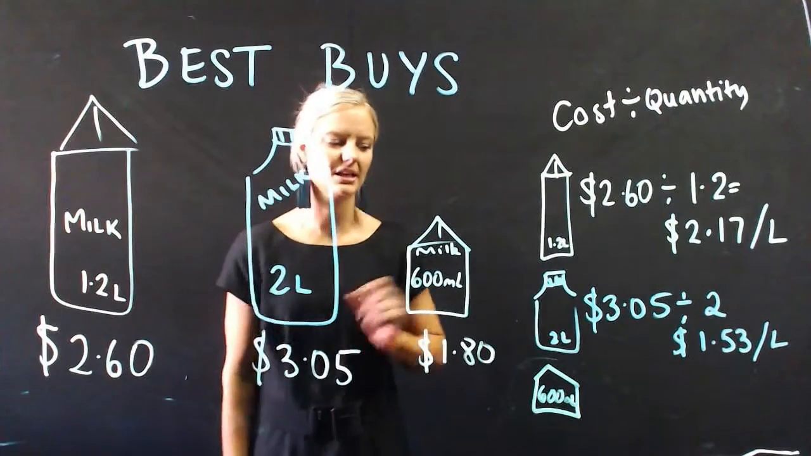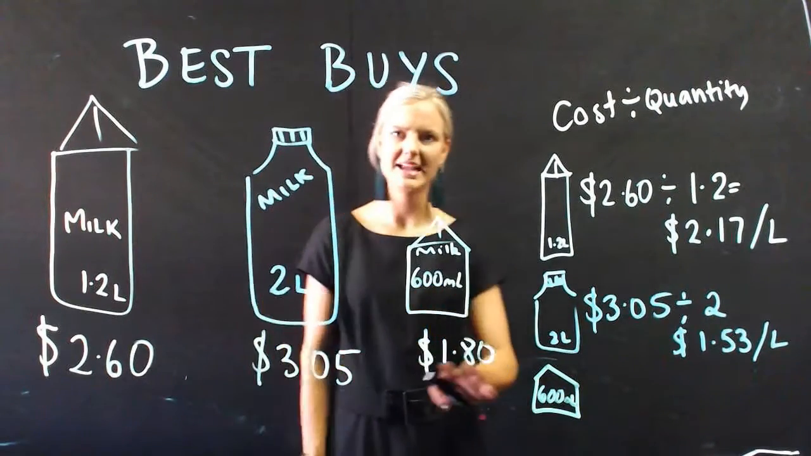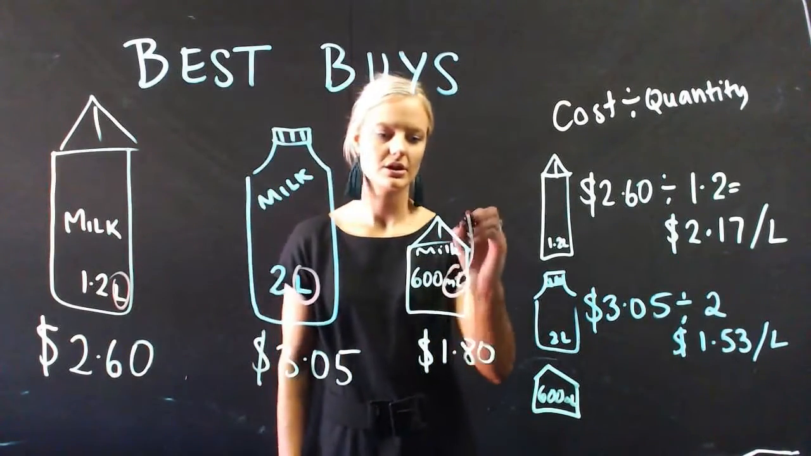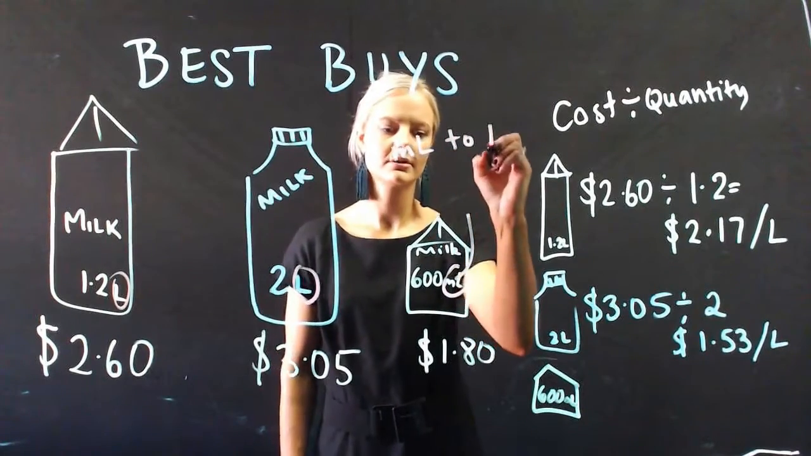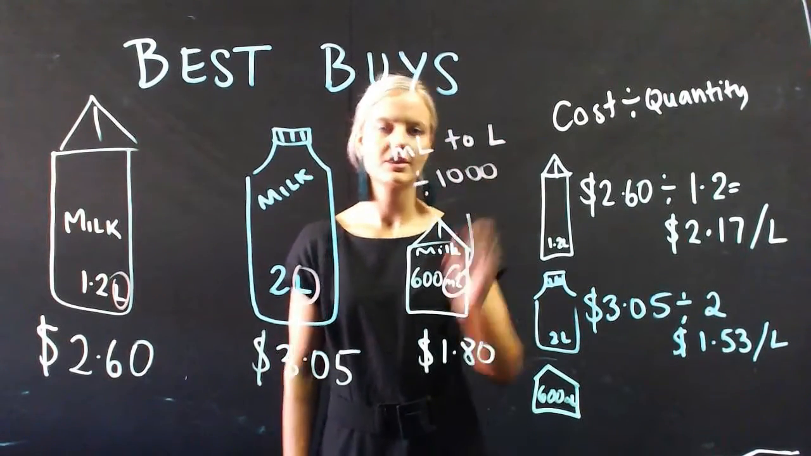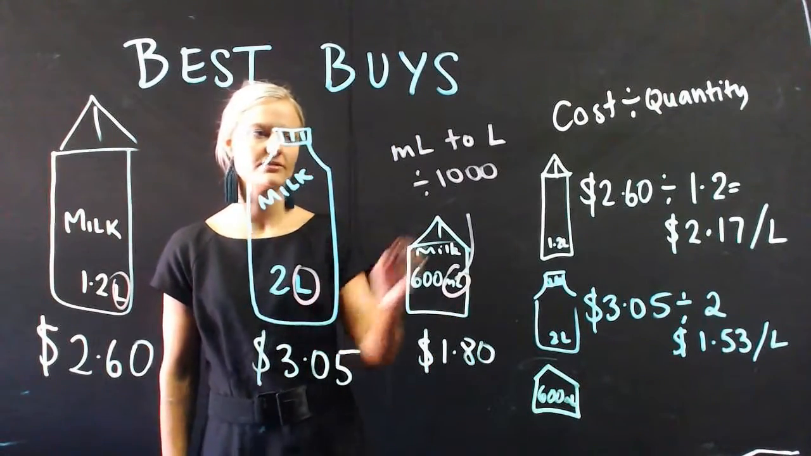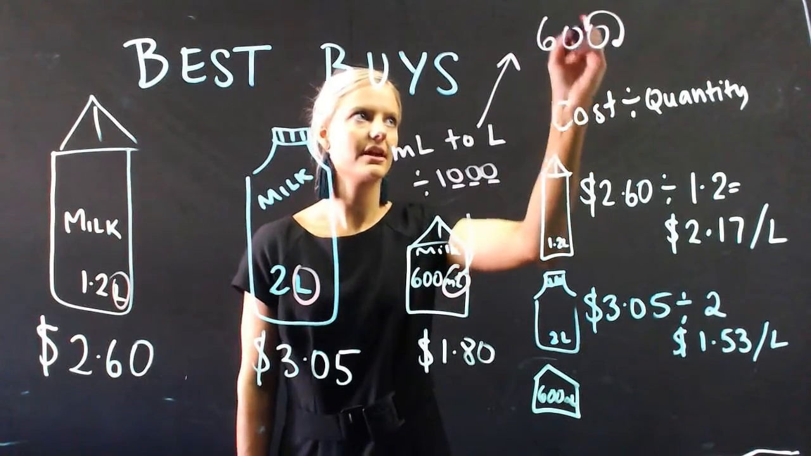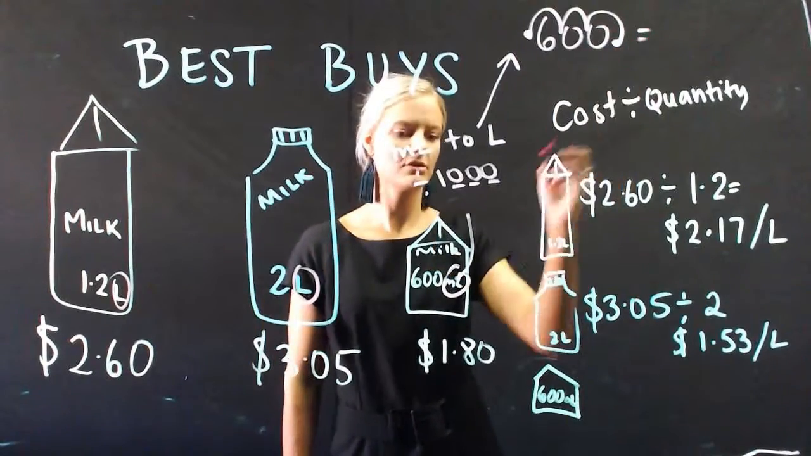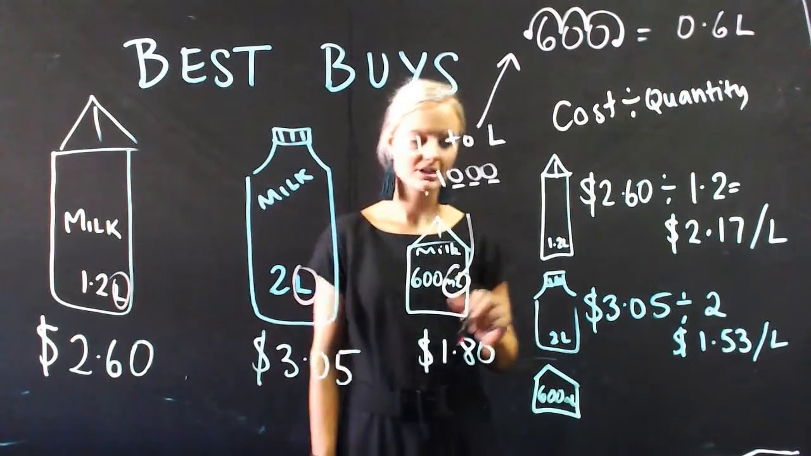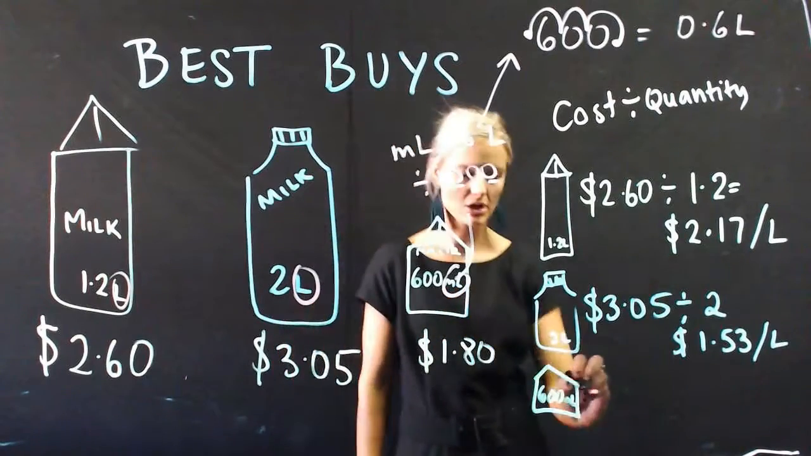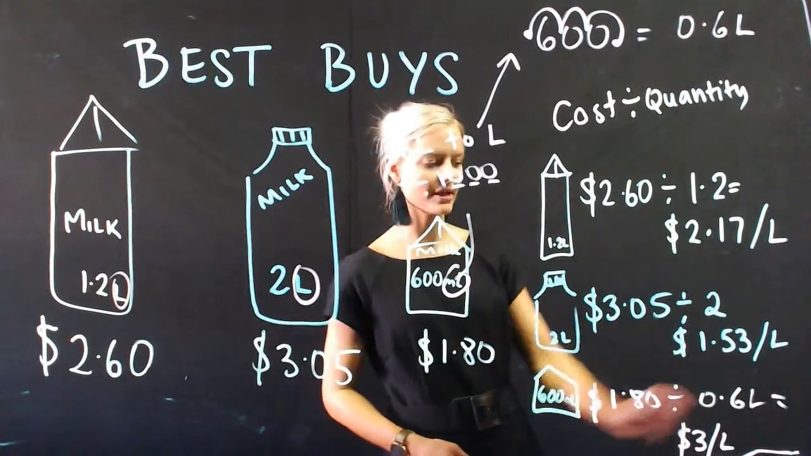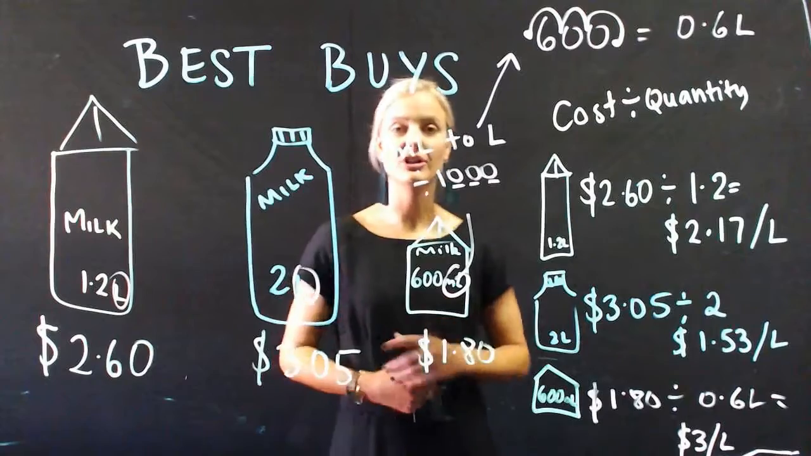It's currently 600 millilitres. Okay, now I'm not going to say $1.80 divided by 600. We need to make sure that we're dealing with litres, just like the other two. Okay, so from millilitres to litres, we will divide by 1,000. There are 1,000 millilitres in a litre. Dividing by 1,000, that's got 3 zeros. So 600 millilitres divided by 1,000, jumping 3 times, equals 0.6 litres. Okay, so our quantity is 0.6 litres. Cost is $1.80, divided by quantity, 0.6 litres. Cost divided by quantity equals $3 per litre.